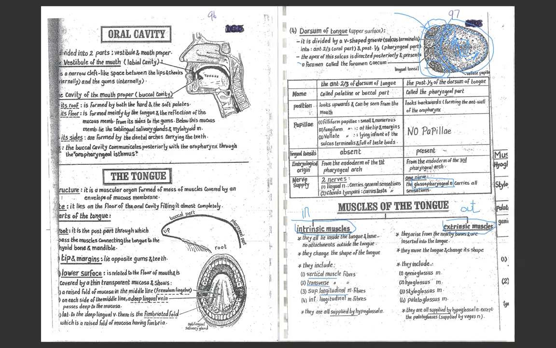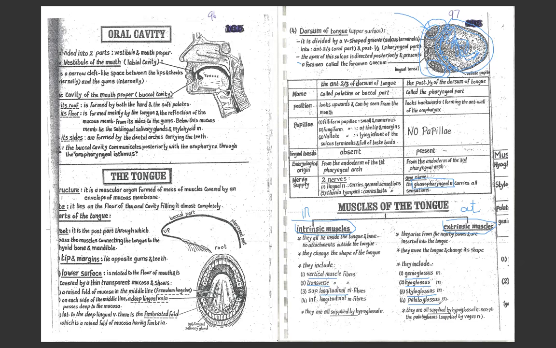Outside the tongue: genioglossus, hyoglossus, styloglossus, palatoglossus. Everything, bro, is innervated by the hypoglossal nerve.